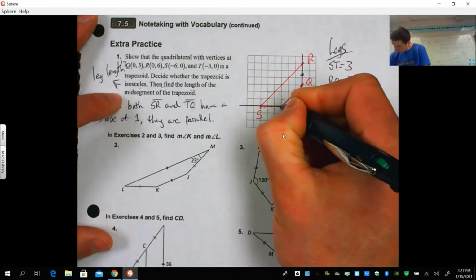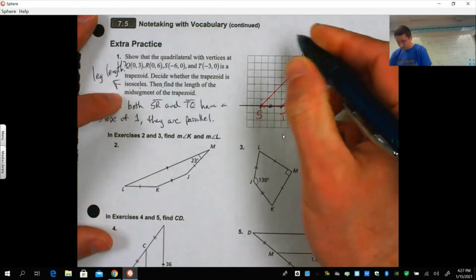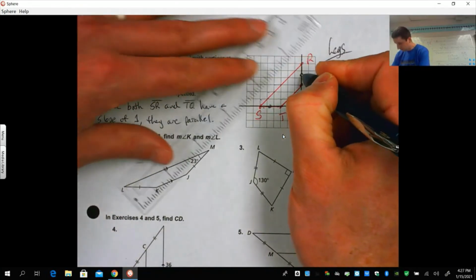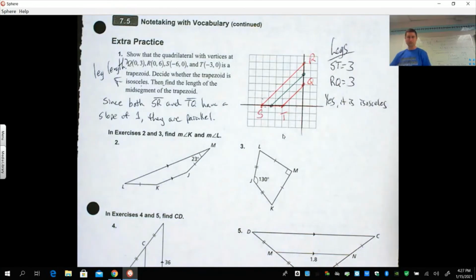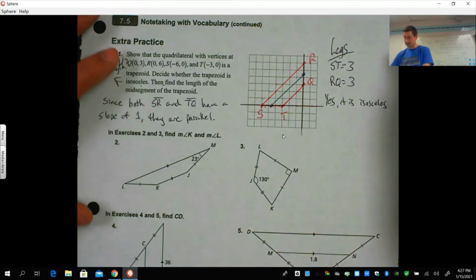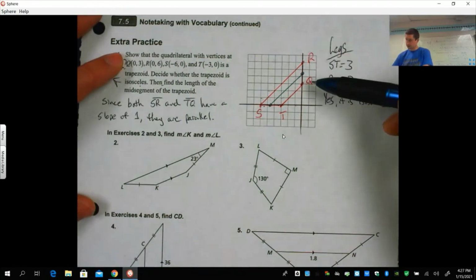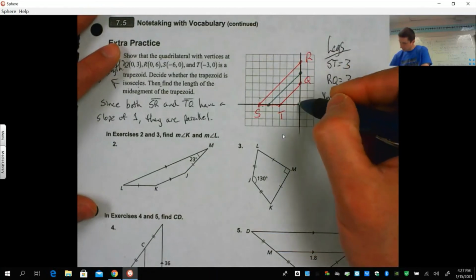Right there and right there. There's my midpoints. So there's my midsegment. Okay? I want to find the length of that line. Since I'm on the coordinate plane, let's just use the Pythagorean theorem with that.